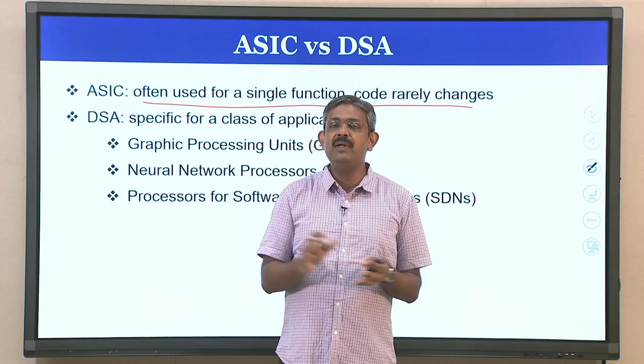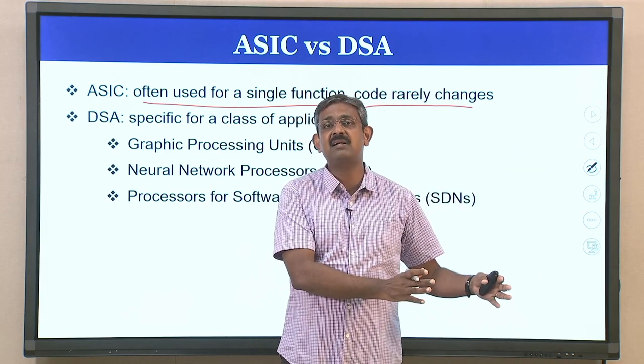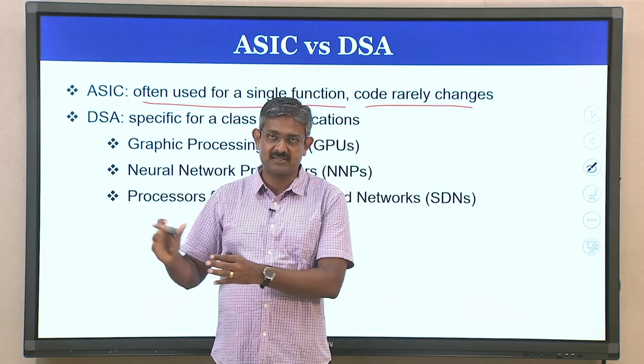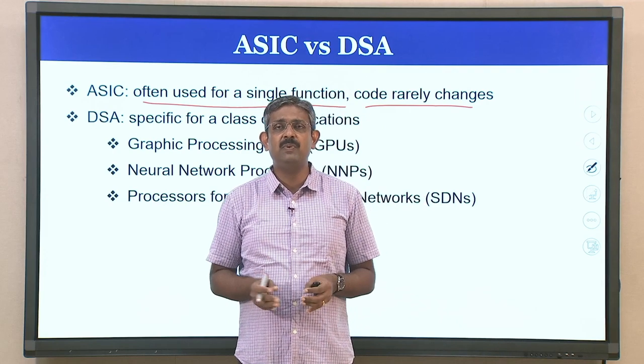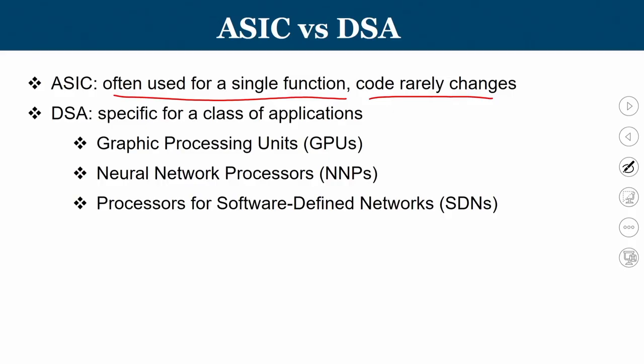Now, something in between: not going to one extreme where it is completely customized like an ASIC, nor the other extreme that is completely non-customized and has higher flexibility like a GPU. Something in between is known as domain specific accelerators, also known as domain specific architectures.